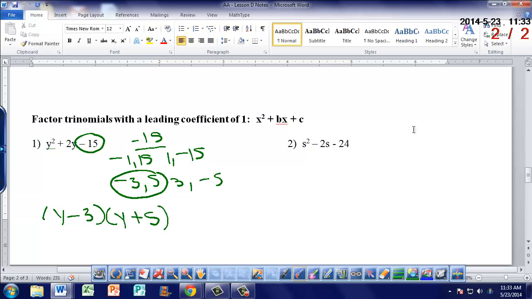Finished. Okay? Negative 24. When you get good at this, then you don't need to write them all out. I just think in all the factors in my head, and I'm like, oh, okay, negative 6 and positive 4 multiply to give me negative 24, but add to give me negative 2. So I get s minus 6 and s plus 4. Done.